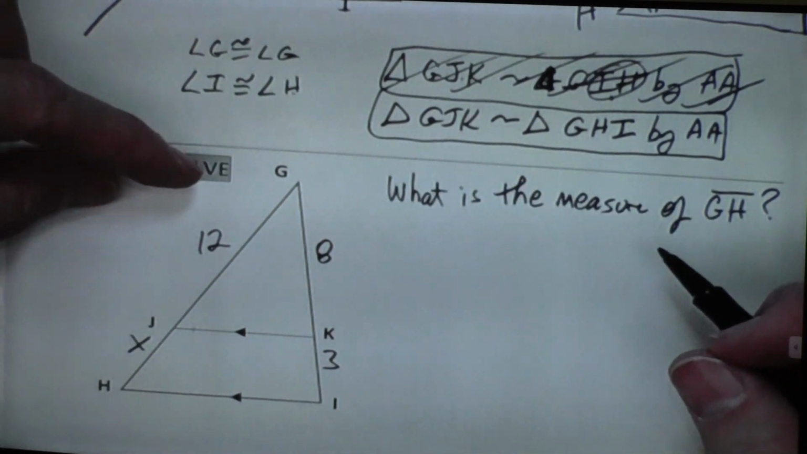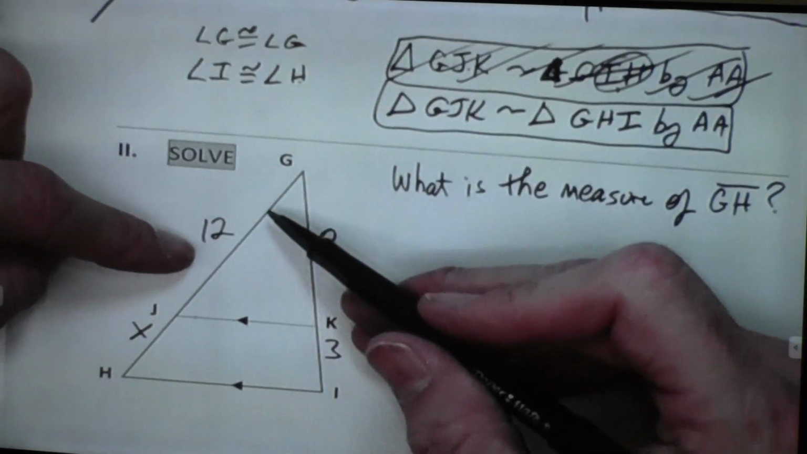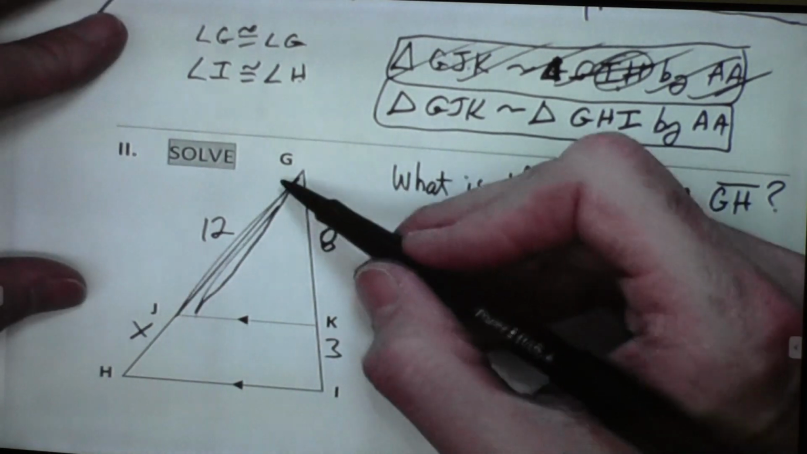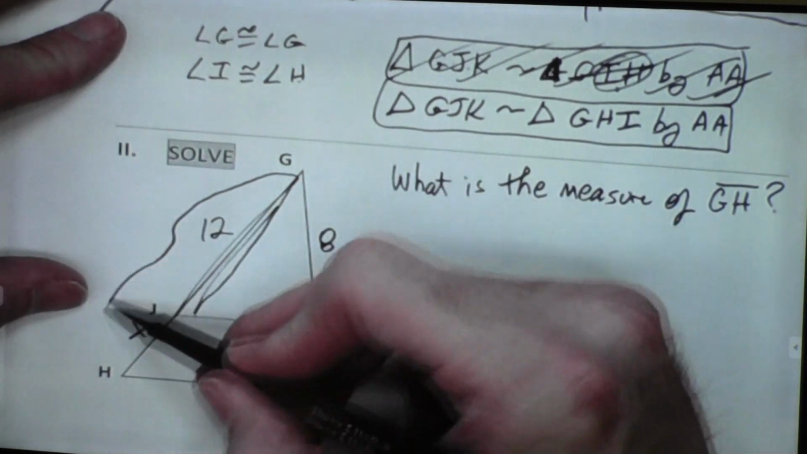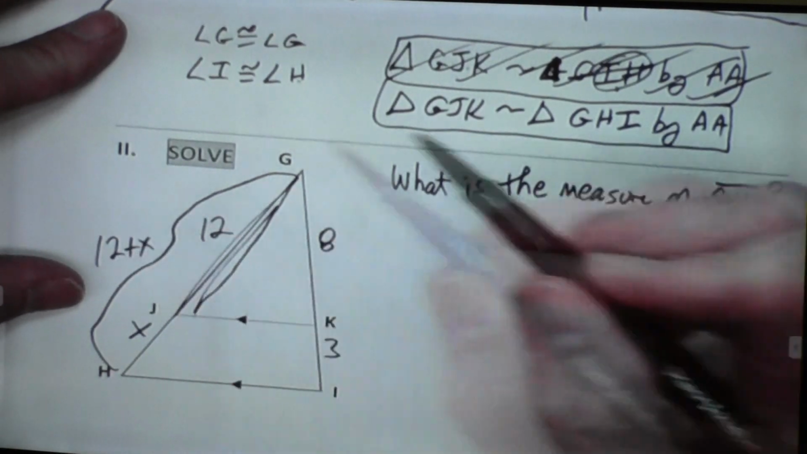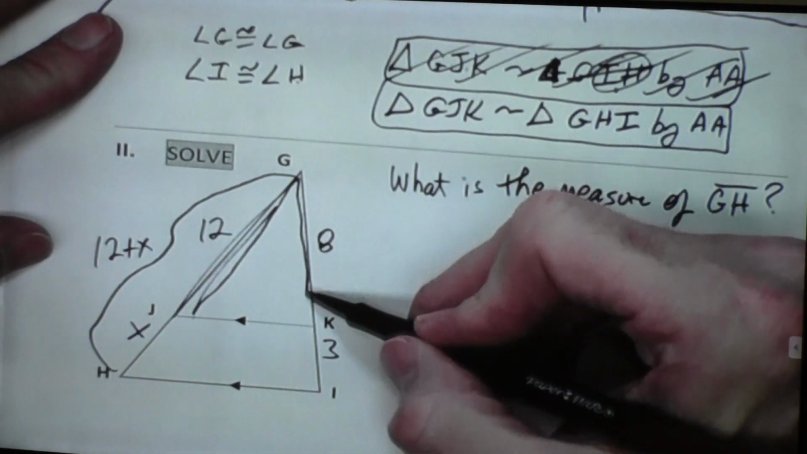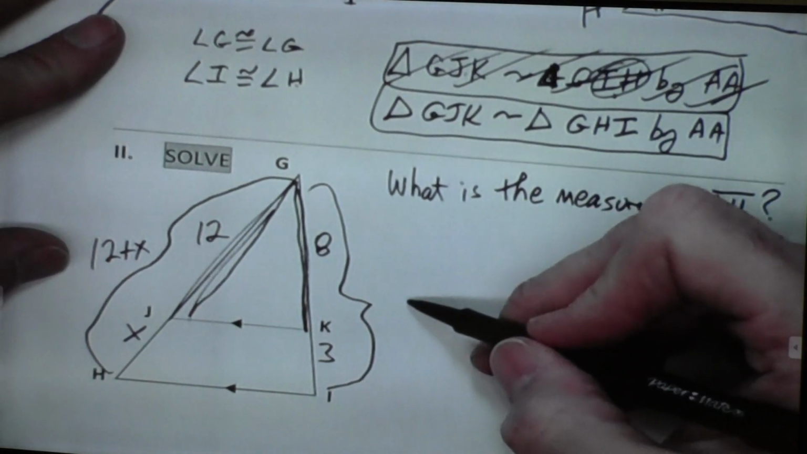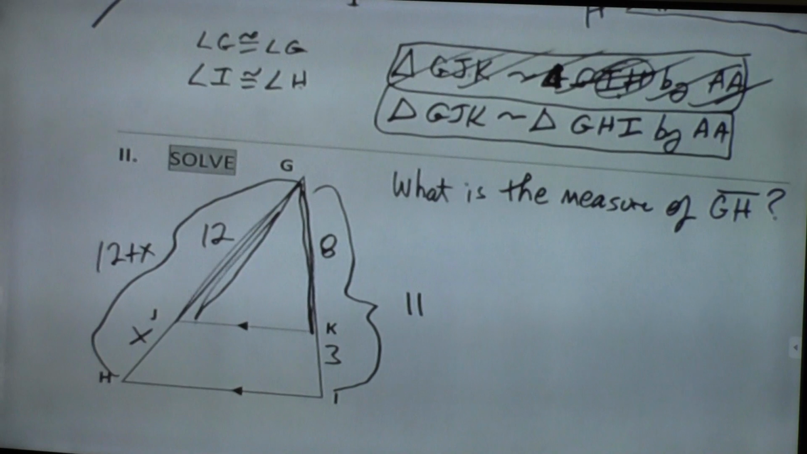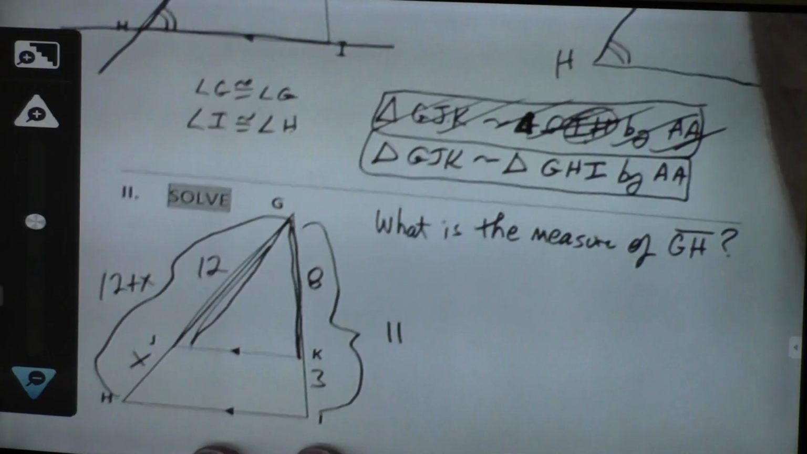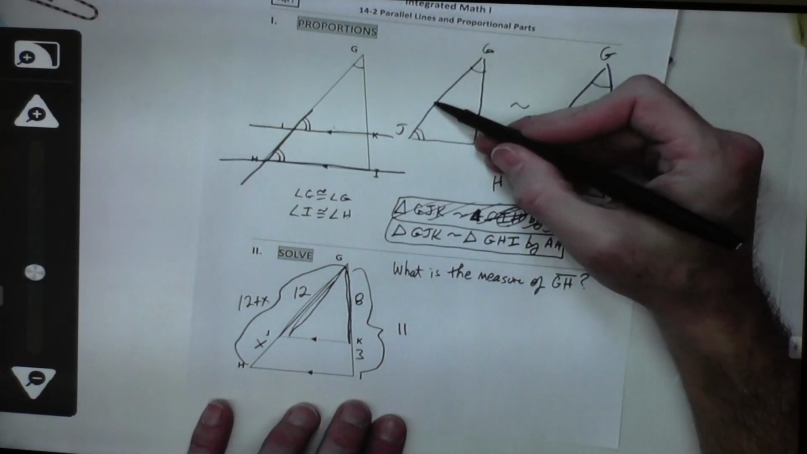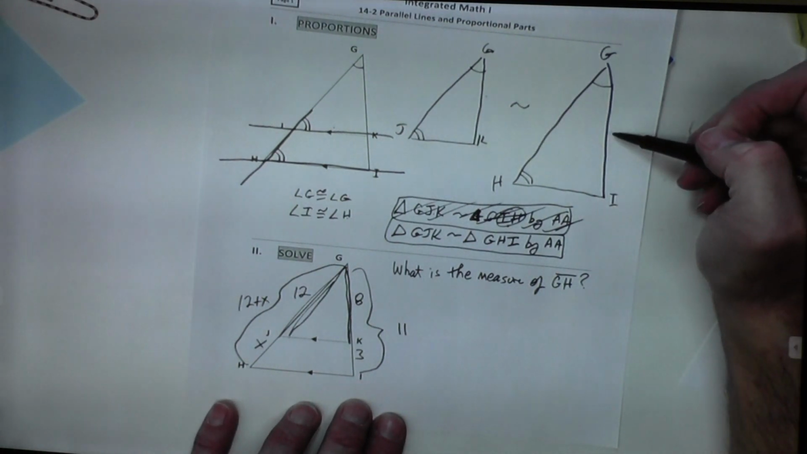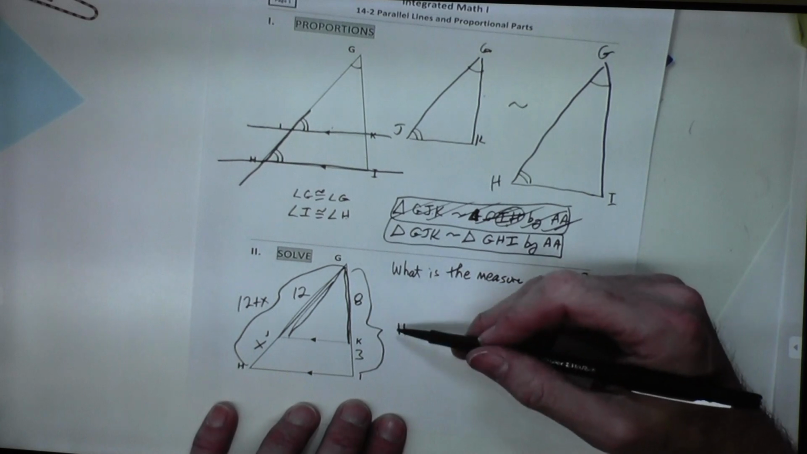So if you think about what's happening here, we can see that this side 12 is in proportion to this whole side, which is 12 plus x. And this side 8 is in proportion to this whole side, which is 8 plus 3, which is 11. So if I were doing that up here on these others, this would be 12, and this would be 12 plus x. This would be 8, and this would be 11, because I'm adding those two together.